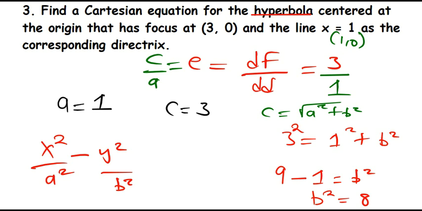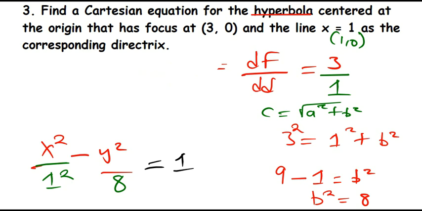Let's not forget that our a is 1. So if we substitute for a squared, that's going to be 1. And for b squared we found 8, so we'll have 8 there. Of course, dividing by 1 is just as good as not putting it there. So x squared minus y squared over 8 is equal to 1. That's the Cartesian equation for this hyperbola, based on the concept of the directrix or eccentricity, helping us to find the values of a and b.